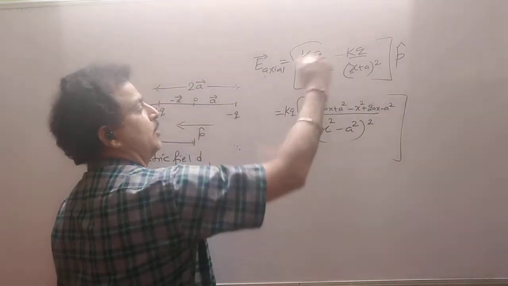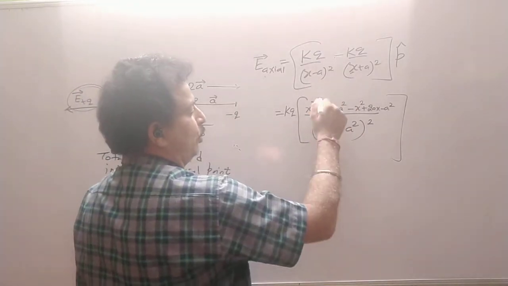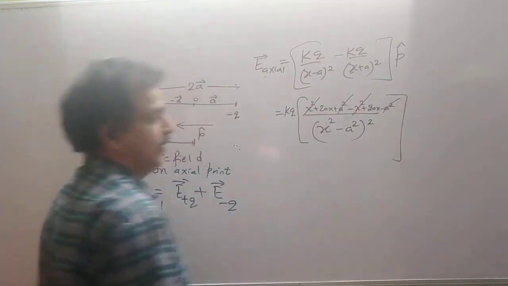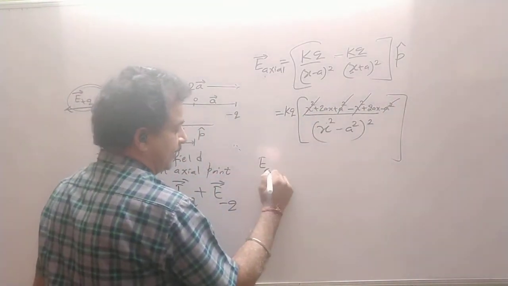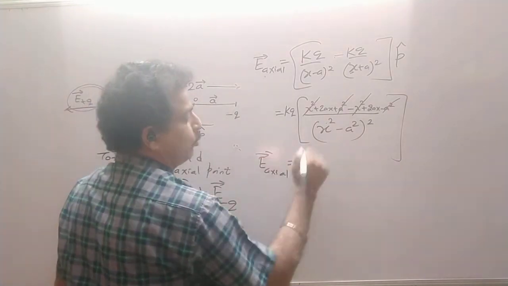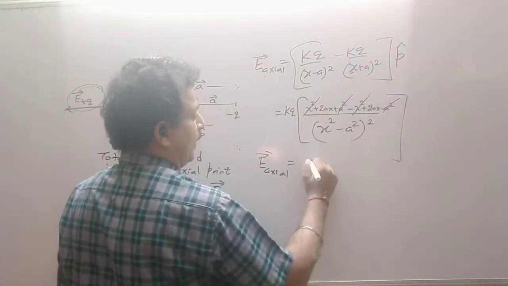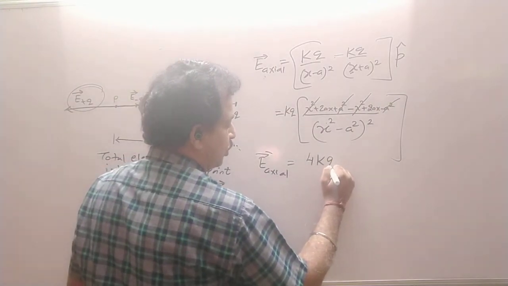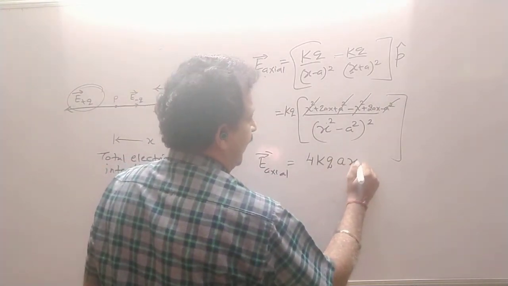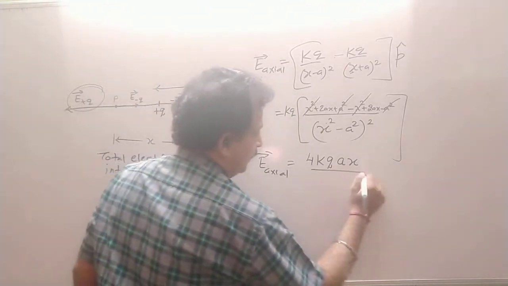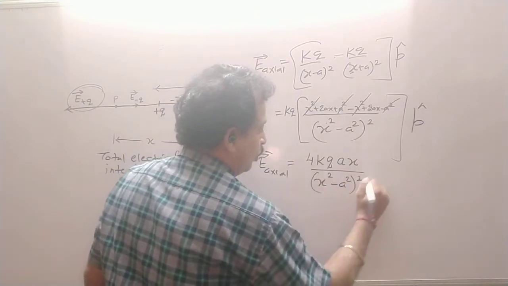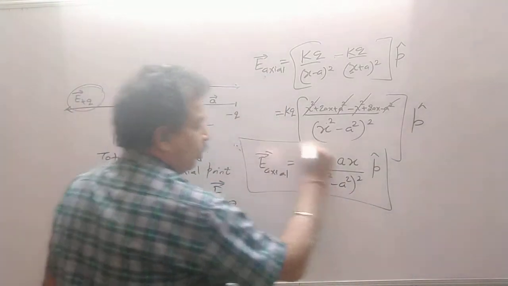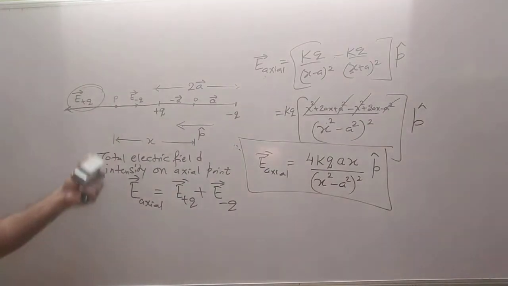So cross multiplication, KQ is taken common. X square cancelled, A square cancelled. So you are left with 4ax. So E axial is equal to 4kq ax upon x square minus a square whole square, and here we have a P cap also. So we got plus P cap, meaning the resultant is in the direction of a dipole moment.